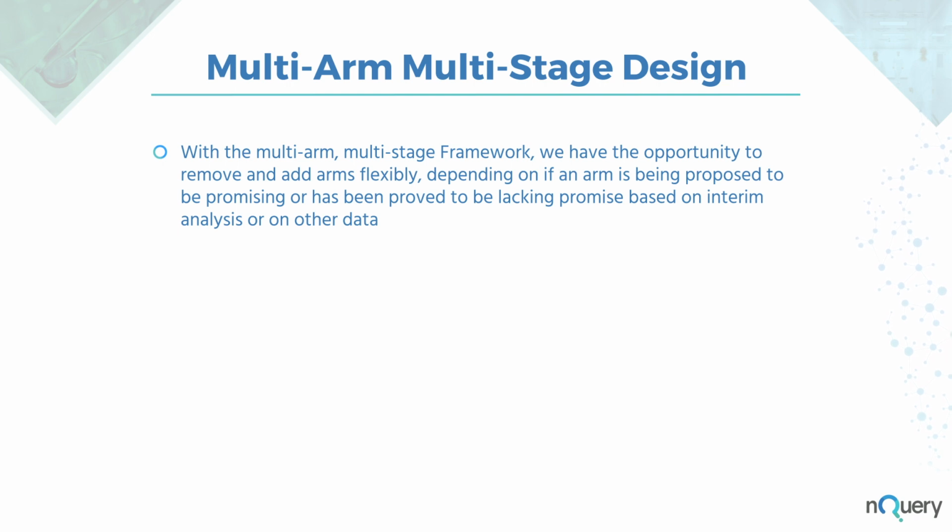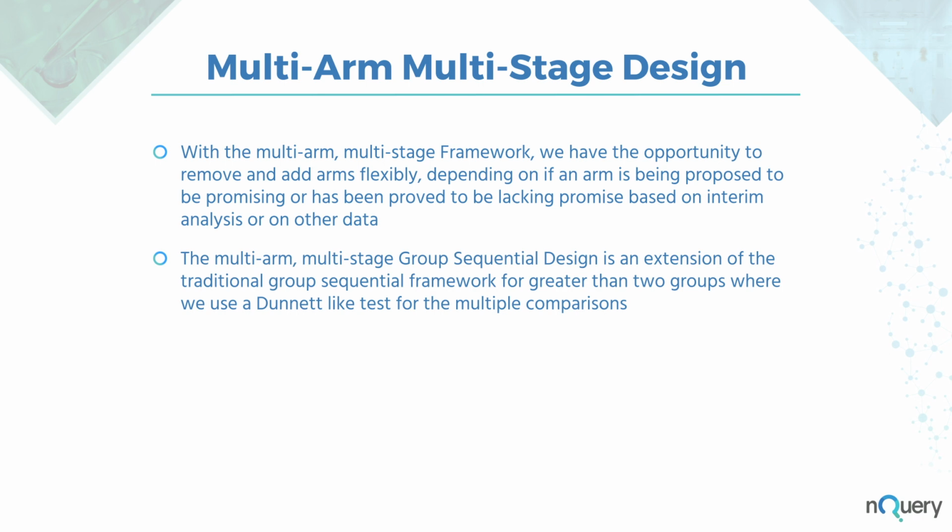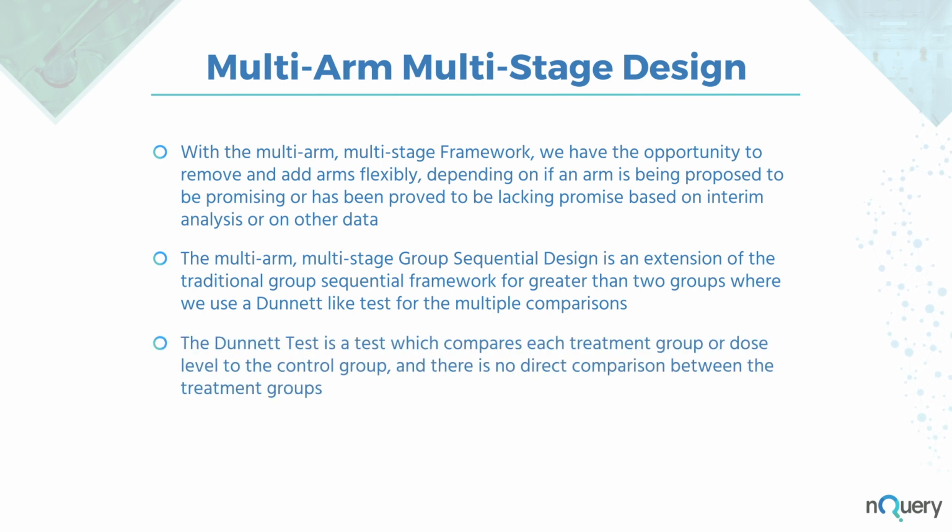The multi-arm, multi-stage group sequential design is an extension of the traditional group sequential framework for greater than 2 groups, where we use a Dunnett-like test for the multiple comparisons. The Dunnett's test is a test which compares each treatment group or dose level to the control group, and there is no direct comparison between the treatment groups.